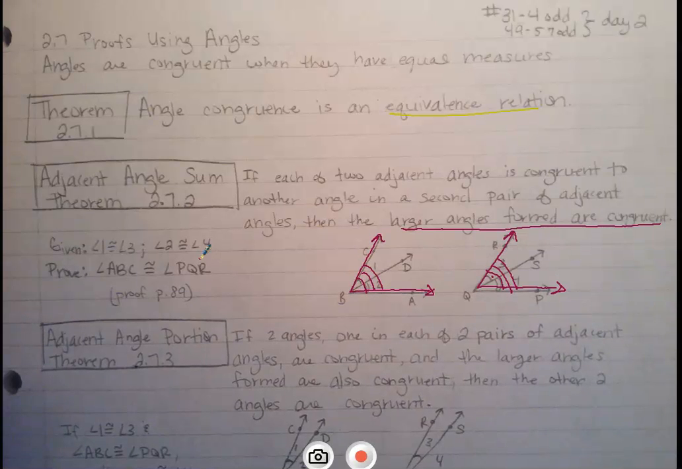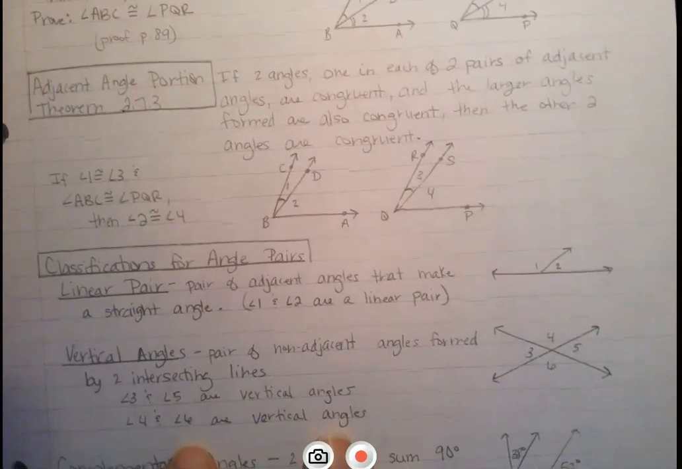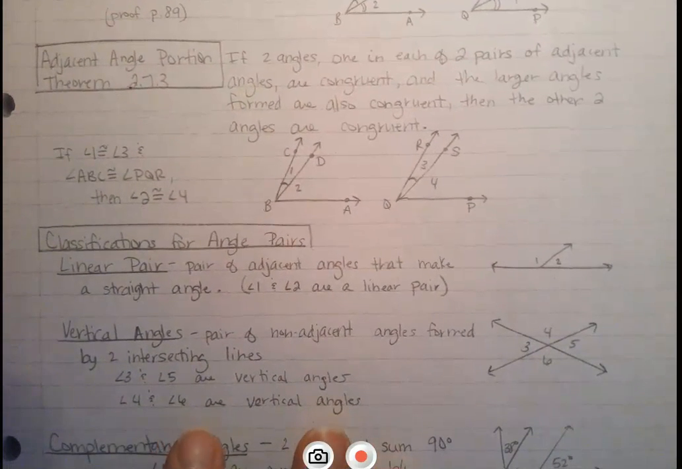All right, then let's look at the next theorem that we've got. It's the adjacent angle portion theorem. If two angles, one in each of two pairs of adjacent angles, are congruent, then the larger angles formed are also congruent. Then the other two angles are congruent. So what is this one saying that's different than the other one? It's saying if the large angle and the tiny little angle are congruent to each other, then the medium angle is also congruent.